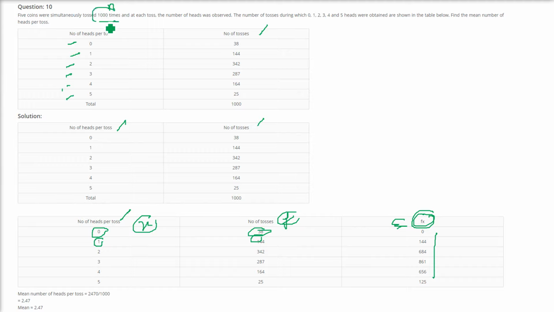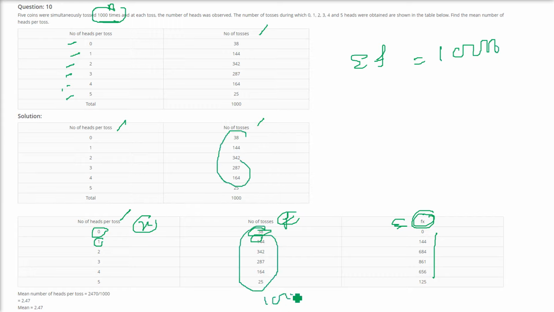And see, since sigma f, that is the number of observations, is already given as 1000, even if you add all these, you'll get 1000 only. So sigma fx by sigma f, that is 2470 by 1000, will be 2.47. This is the mean number of heads per toss.